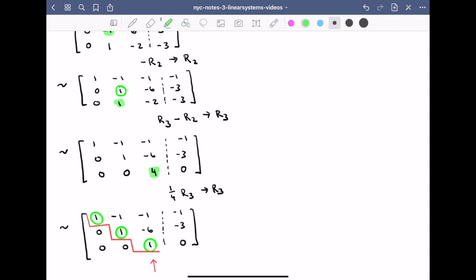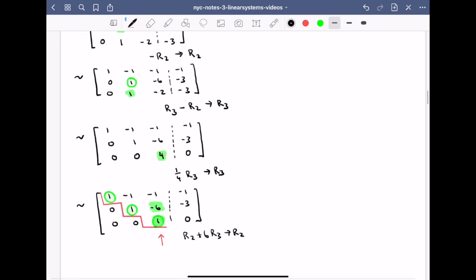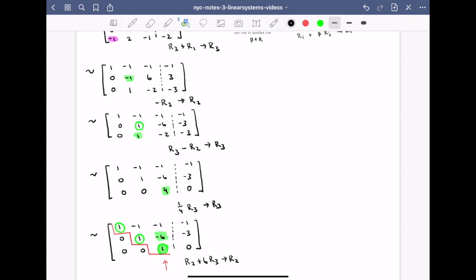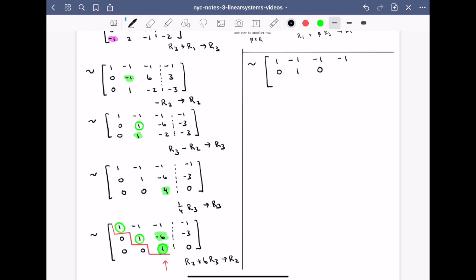So in particular, I'm going to use this 1 in order to get rid of this -6. The row operation that I need to do is I'll take row 2 and add to it 6 times row 3, and that will become the new row 2. I think I'm out of space, so let's continue above. So the first row will stay the same, 1, -1, -1, -1. The second row will change, but not the first two entries, 0, 1. Then I have a 0, and the -3 stays the same because when I scale 0 by 6, nothing happens. And finally, the third row also stays the same.